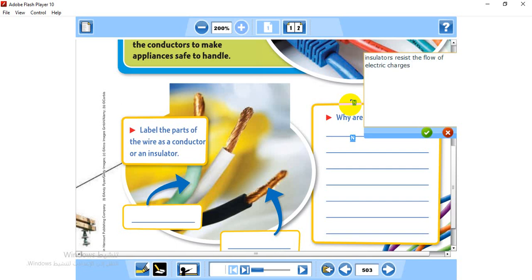Okay, charge to what exactly? It's what, it works like what, to resist the flow of electric charge. And what else? And wires are covered with insulators. In case of what, guys? Why are they covered with insulators?